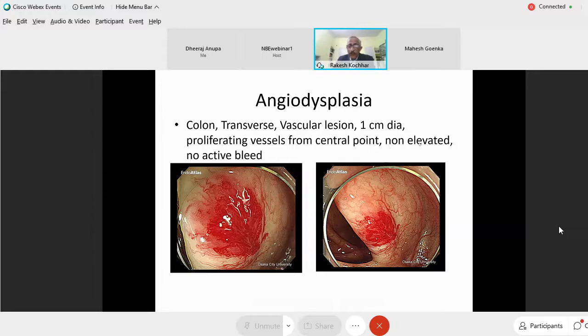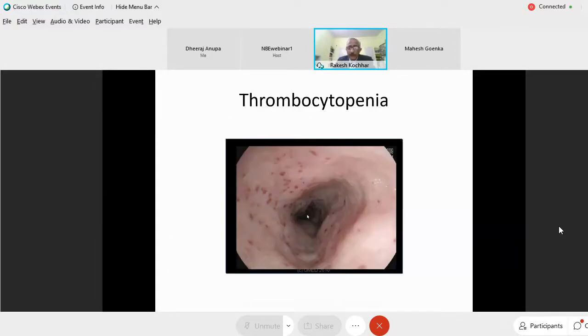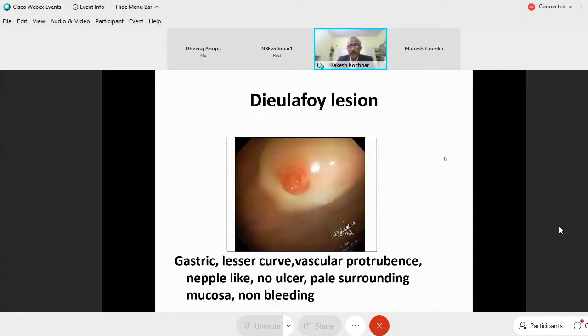The lesion is not elevated and there is no active bleed. So your description has to be complete. This was a patient of thrombocytopenia. In the esophagus, you see these punctate spots. So something like what you get on the skin, you can have bleeding in the esophagus or in the stomach, anywhere, in patients with thrombocytopenia, quite often seen in patients with dengue fever or other causes of thrombocytopenia.